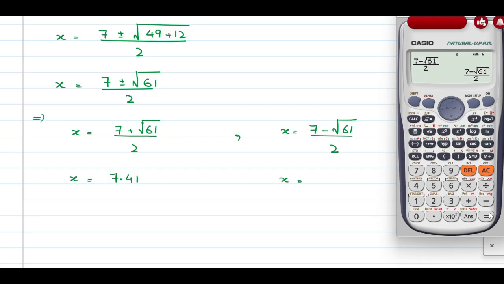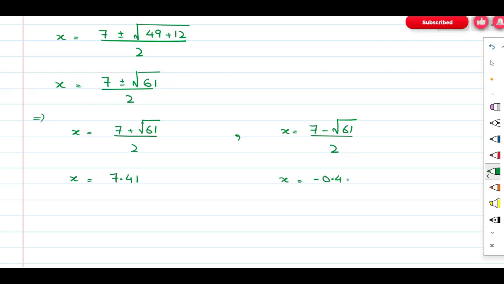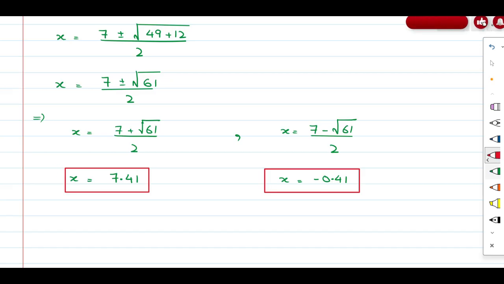We have a negative sign here. 0.405, so 0.41, negative 0.41. You need to round up to 2 decimal places. These are the two solutions, right?